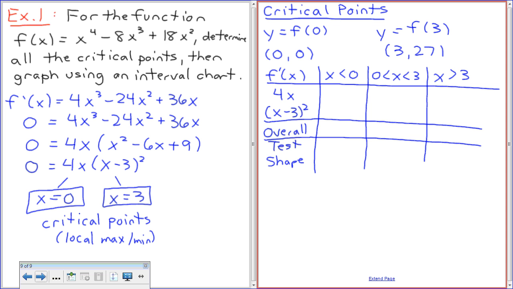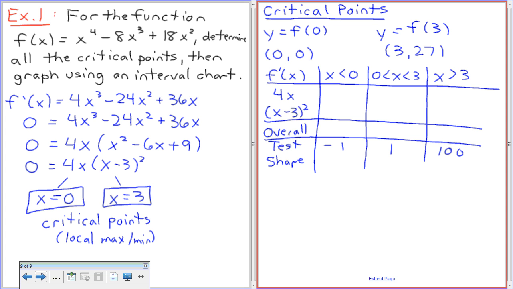Your zeros are always what's important for an interval chart, no matter what type of interval chart you do, right? It's always going to be zeros. Okay, x is less than 0. I'm going to choose as negative 1. I'm going to call this 1. I'm going to call that 100. Okay, you can call it whatever you want, as long as it's in that range.